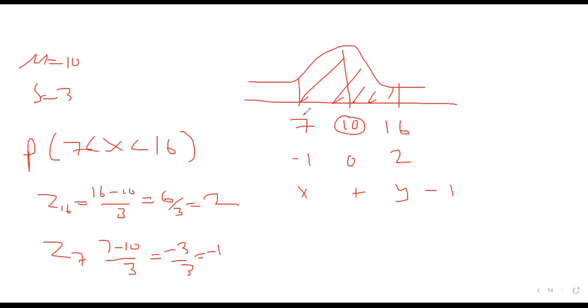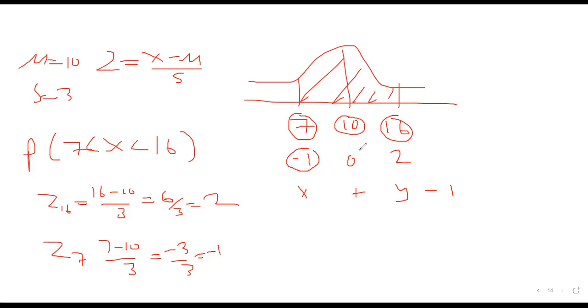So the first thing is you need to standardize the 16 and the 7. How to standardize 16? We use the same general formula. Z is equal to what? X minus mu over standard deviation. Are we together so far? Yes. So to standardize 16, it is 16 minus 10 over 3, which is a 2. To standardize the 7, 7 minus 10 over 3, which is a negative 1.